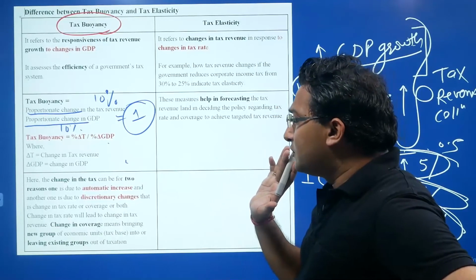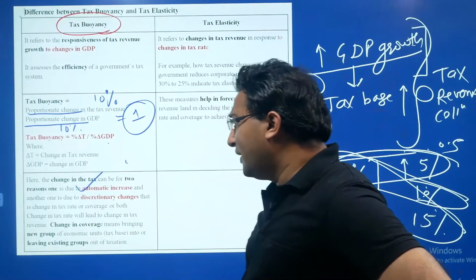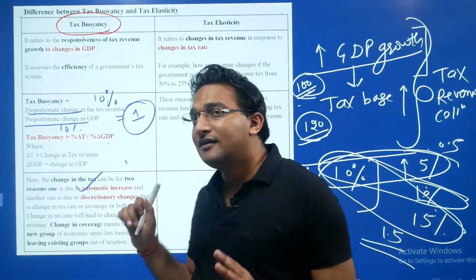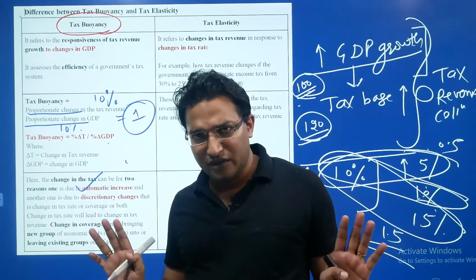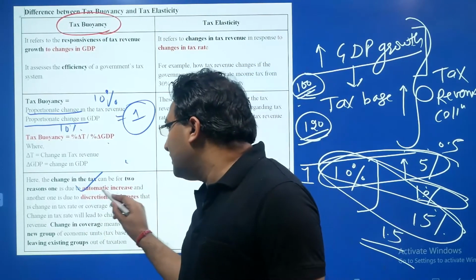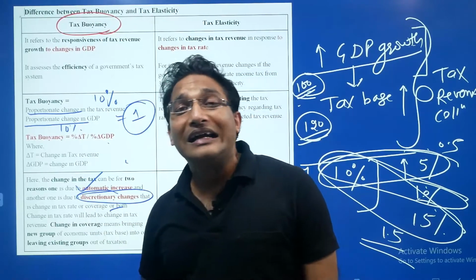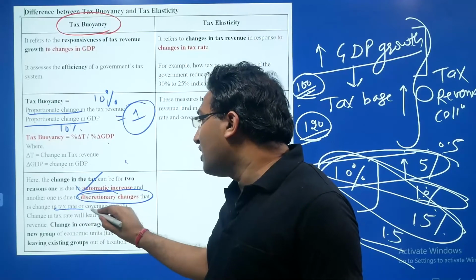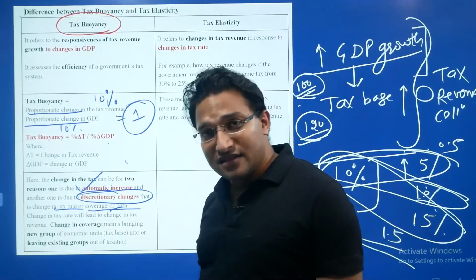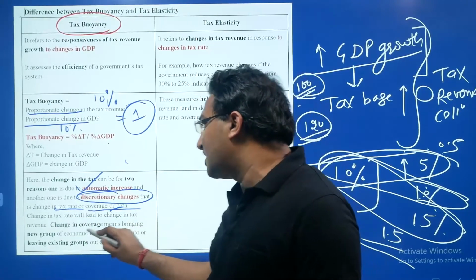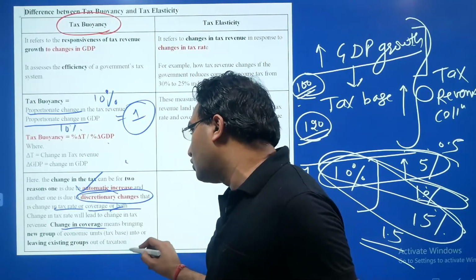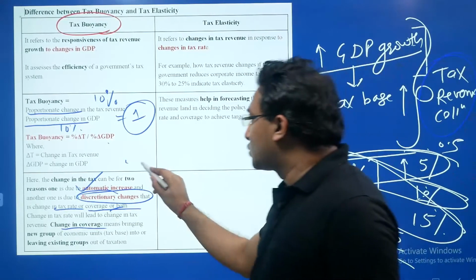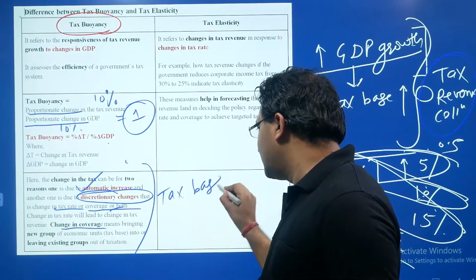This tax buoyancy can be either automatic. Automatic means the government did not do anything. The growth rate increased and tax increased. Very simple, right? Or it can be because of some changes introduced by the government, which are called discretionary changes. These changes can be either change in the tax rate, or maybe the government has covered more number of people in the tax system. So change in the tax rate will lead to change in the tax revenue, and change in the coverage means bringing new group of economic units into the system or leaving existing group, right? So this change in the tax revenue can happen either through change in the tax base or through change in the tax rate.